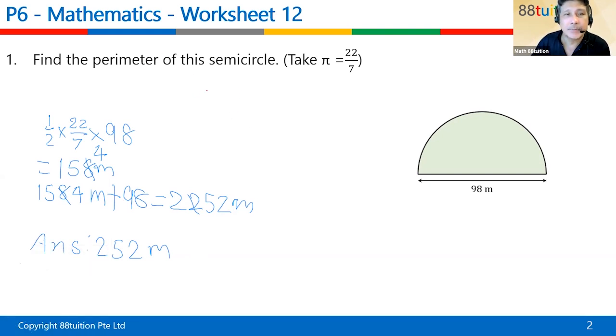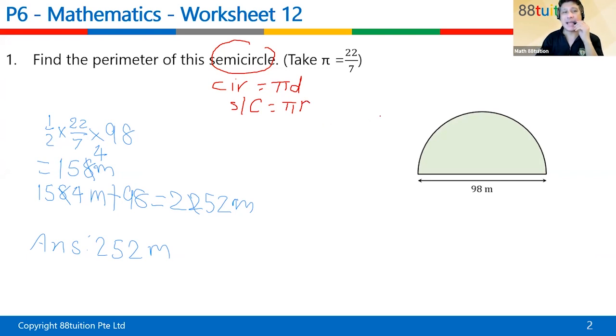Firstly, the circumference of a circle is pi d. It is pi multiplied by diameter. But now we are talking about a semicircle, which is actually just half of it. So a semicircle becomes half of pi d, which means the diameter you can divide by 2. So your pi d becomes pi r. Using pi multiplied by the radius will get you the semicircle curve.